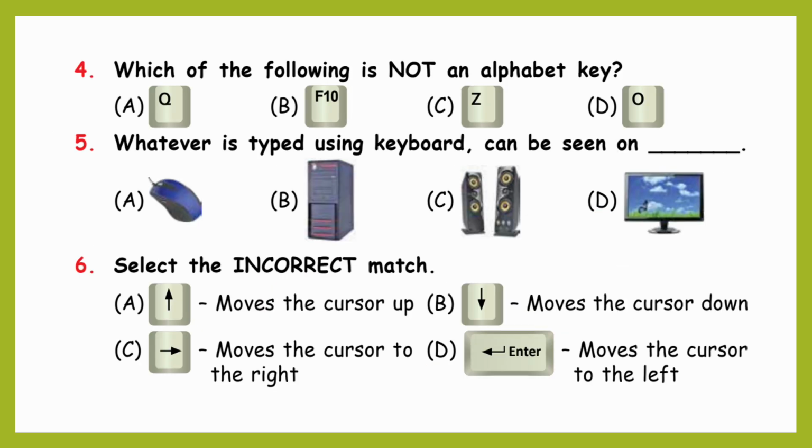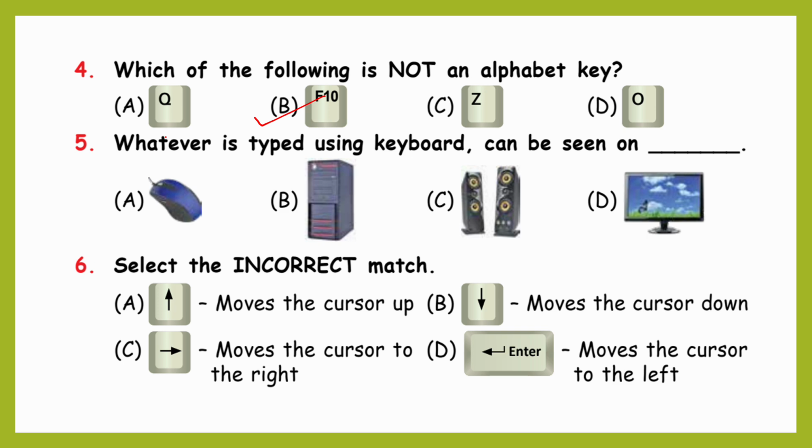Which of the following is not an alphabet key? Option A, Q. Option B, F10. Option C, Z. Option D, O. Which is not an alphabet key? Option B, F10. This F10 is a special function key, not an alphabet key.